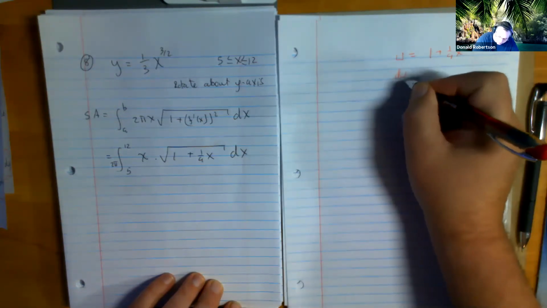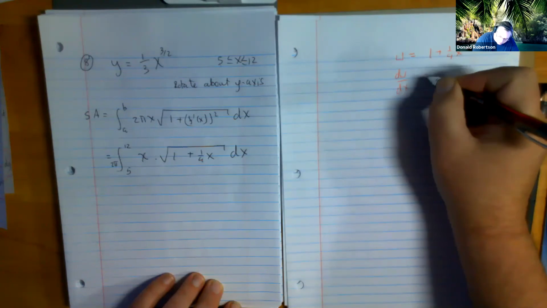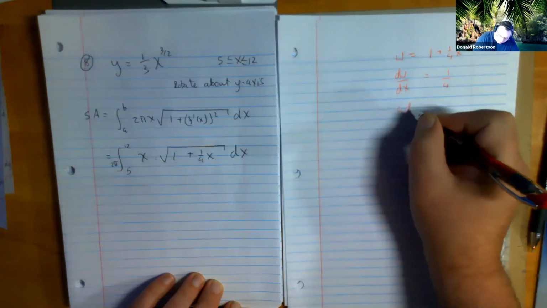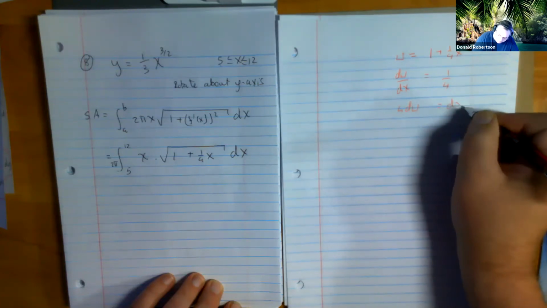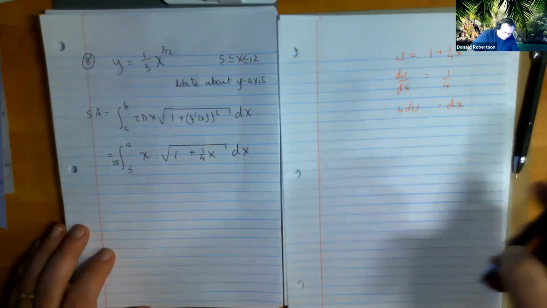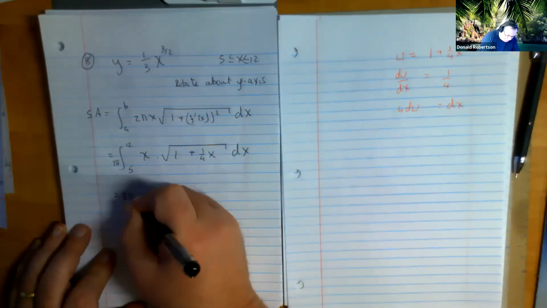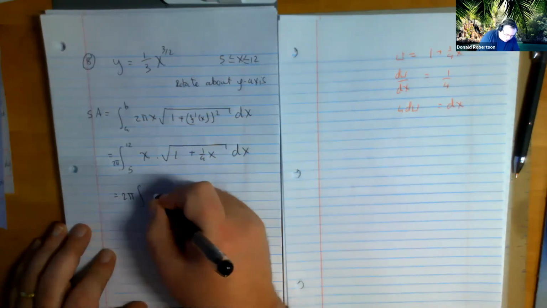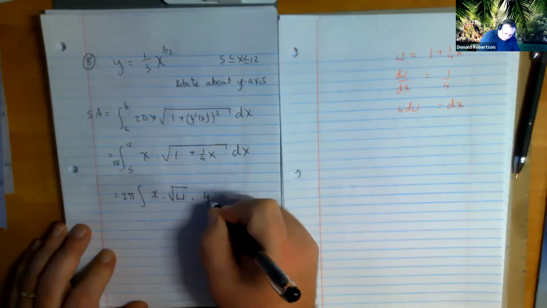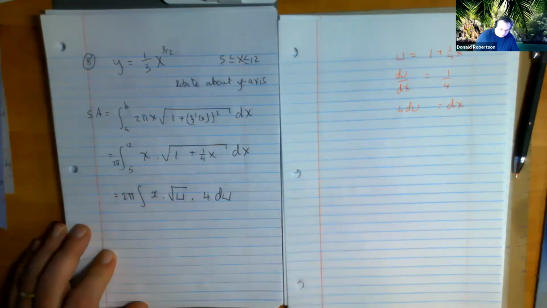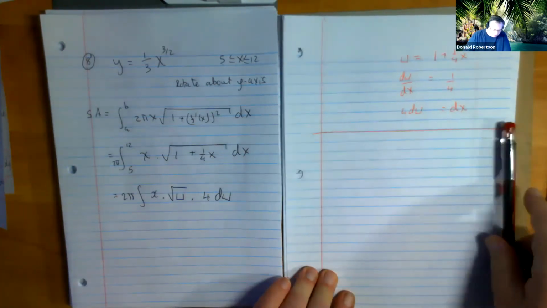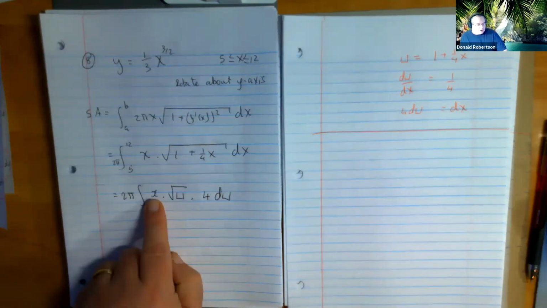When you differentiate with respect to x, you get a quarter. If you do the old crossover, you get that. There's nothing too weird yet, right? So it's going to be 2 pi, the integral of x square root of u times 4 du. And this is where the weird stuff happens. We've got an orphan x.